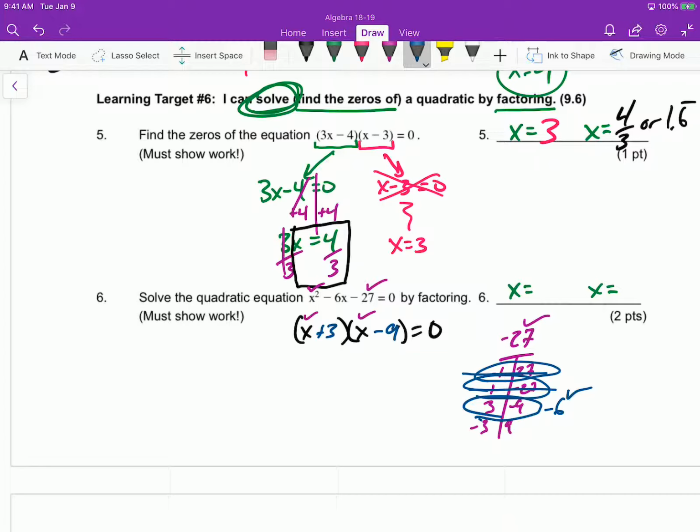However, remember, those aren't the answers. The answer to this chunk is what would make it 0 is if x was positive 9, and what would make this chunk 0 is if x was negative 3. So there's my two answers, negative 3 and positive 9.